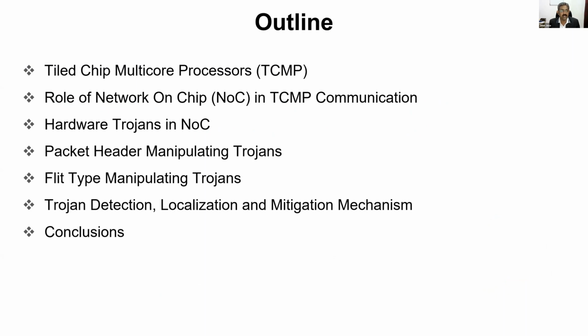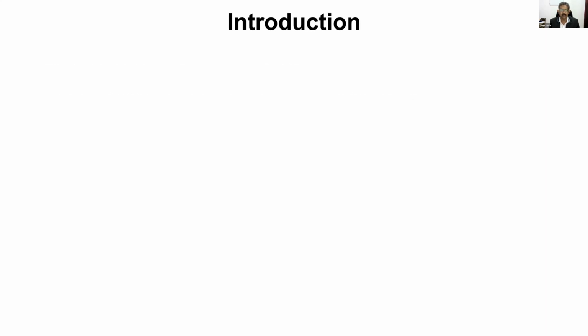I will first introduce tiled chip multi-core processors. I'm sure that over the last 1.5 days, you will have heard various introductions to NOC, so for the NOC crowd, there is not much introduction required. I will then introduce the possibilities of how hardware Trojans enter into the NOC circuits. Then we take a few cases of how Trojans can attack. My focus will especially be on how packet headers are attacked and what the potential consequences of such attacks are. Then we'll deal with one such case of how to mitigate these attacks by detecting the Trojan, localizing it, and the corresponding mitigation mechanism. And then I will conclude.